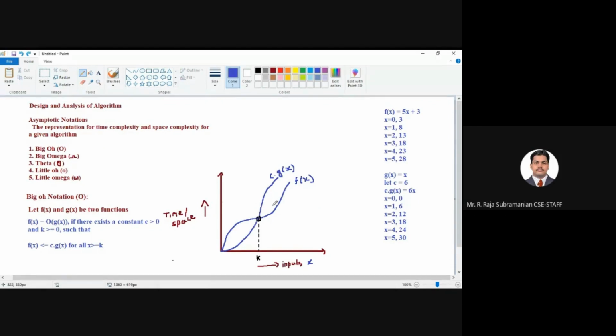Now, that definition and explanation are very good, no issue. But how is it related to algorithms? Initially somebody said that big O is called worst case. Why? Because if the time is higher or space is higher, then we call it worst. If I finish a particular job in less time, I get the name best. If I finish the same job in higher time, I get the name worst. So is c into g of x the best person or the worst person?